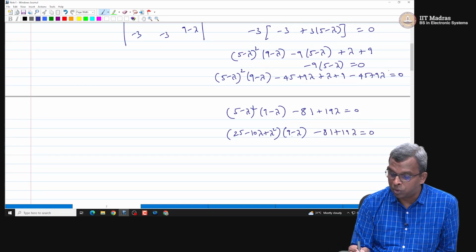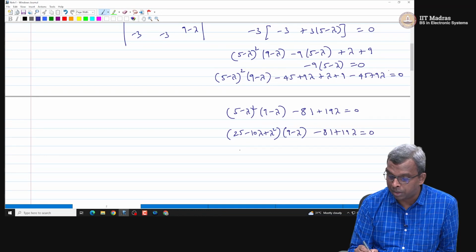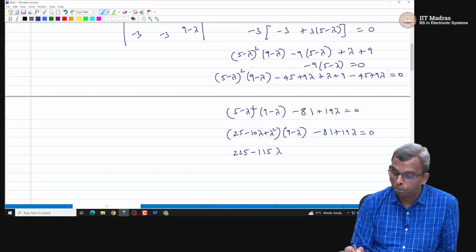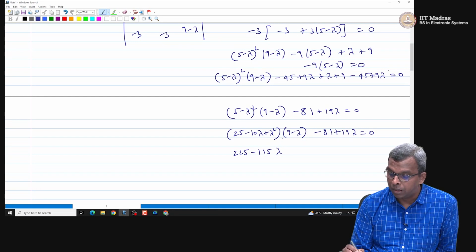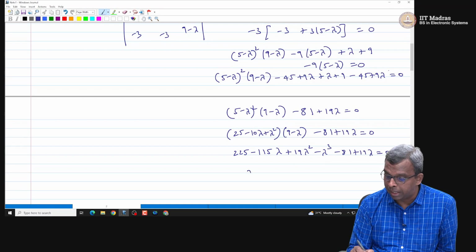So this is probably the most painful way to do this problem, but anyway, this is one question you can do like that. So 25 into 9, that is 225. It's becoming really ugly. So 25 minus 90 is minus 115 lambda, right? And then you have 9 plus 10 squared plus 19 lambda squared, minus lambda cubed minus 81 plus 19 lambda equals 0. So finally you're going to get lambda cubed minus 19 lambda squared, and then 115 minus 19 is going to be 96, isn't it?